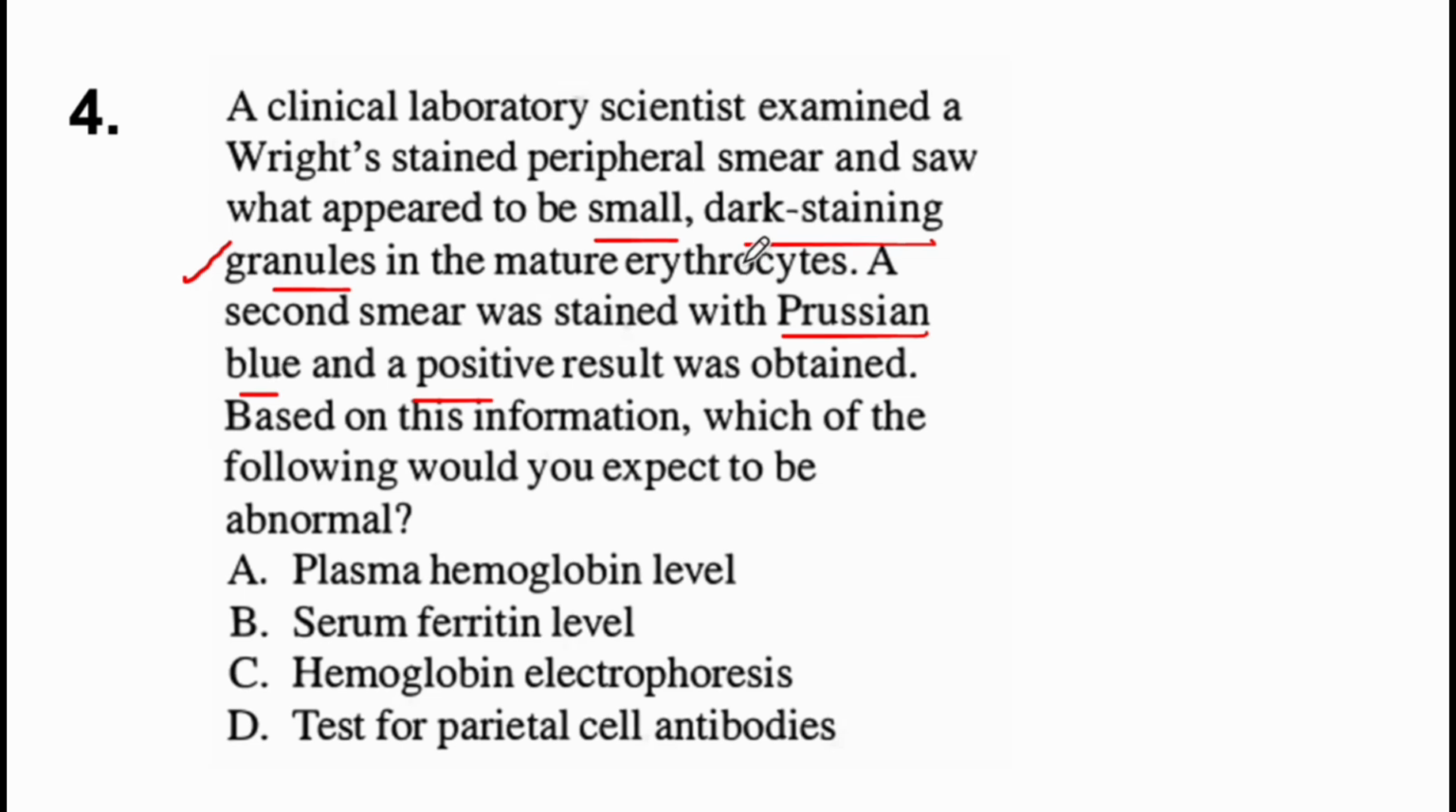These are iron granules seen in iron overload. The body has so much iron that it begins to precipitate inside the red blood cells. Ferritin is the body's primary iron storage protein. In any condition of iron overload, like hemochromatosis or sideroblastic anemia, the serum ferritin level will be high, reflecting the excess iron stores. So the answer is B, serum ferritin level.